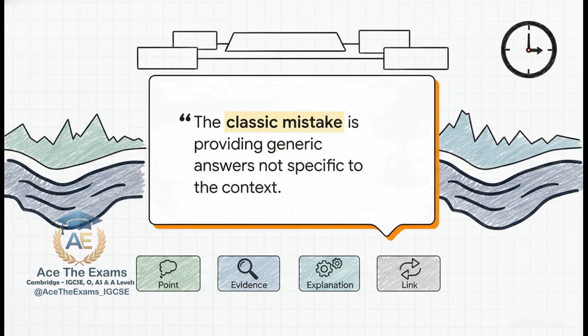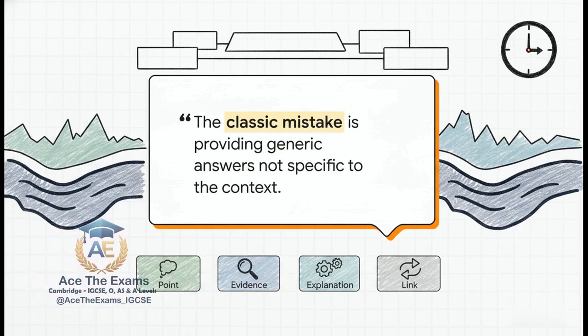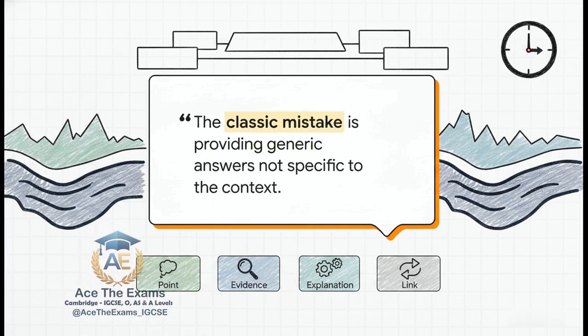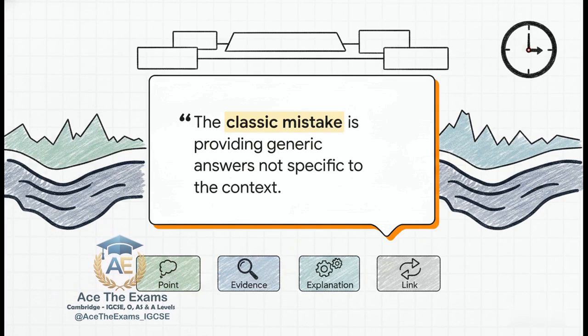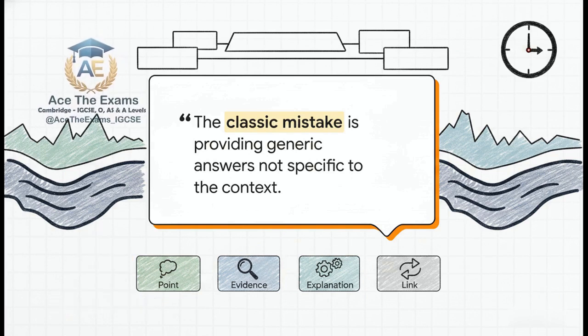Imagine a 30-second timer counting down. Your task is to write 1 perfect paragraph using the PEEL framework: point, evidence, explanation, link, explaining why a trapezium rule calculation of a river's cross-sectional area might not be perfectly accurate. Ready? Go. Okay, your point should be that the riverbed isn't composed of perfectly straight lines.